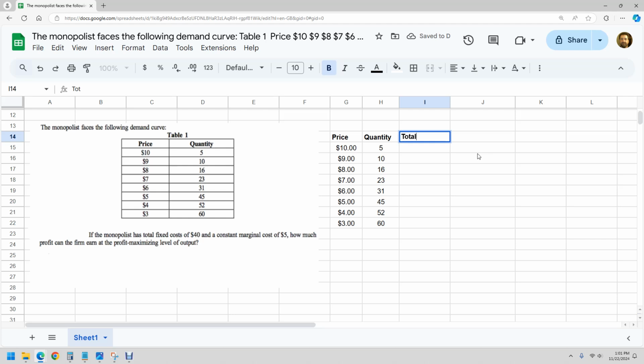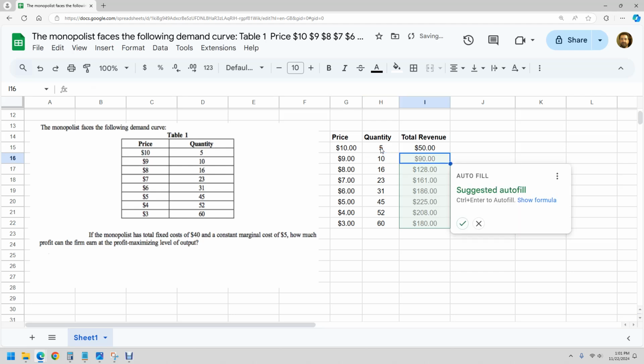Okay, so total revenue is going to be price times quantity. So I'm going to tell Google Sheets how to do that. Actually, it looks like it already knows what I'm doing. So I hit equals and it's price, and then I hit the star key on my keyboard, price times quantity. Since 9 times 10 would be 90, it's filling it in for me, and I just copied the formula down there.